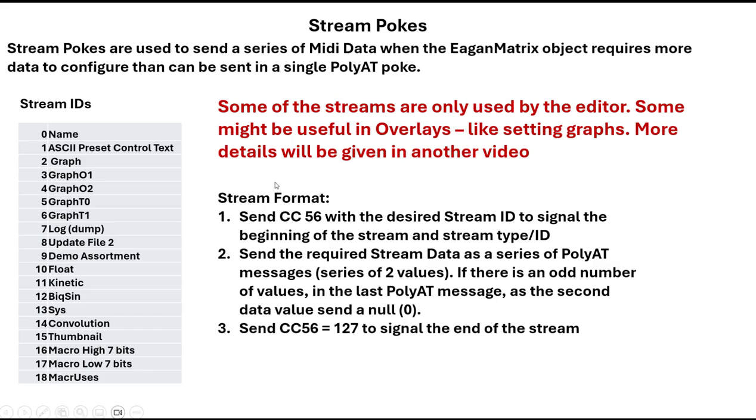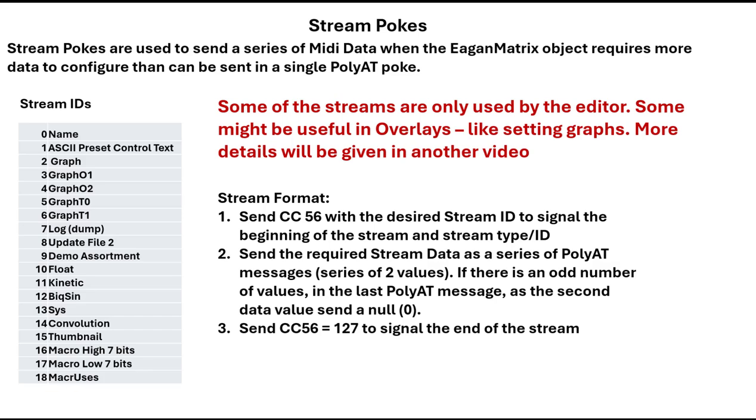So to send a stream, and you can see here all the stream types, a lot of these are really only used by the editor right now, but you may perhaps want to change a graph. Maybe you're using a note graph to add a little MIDI sequence to your preset of some sort. Well, to send a stream, what you'll do is you'll send CC56 with the stream ID, one of these values, perhaps 2 being the main graph that you're going to want to change. Then I need to send a set of poly aftertouch messages, a stream of this data, to map to the number of data values that that stream is expecting. In the graph case, that'll be 48 values.